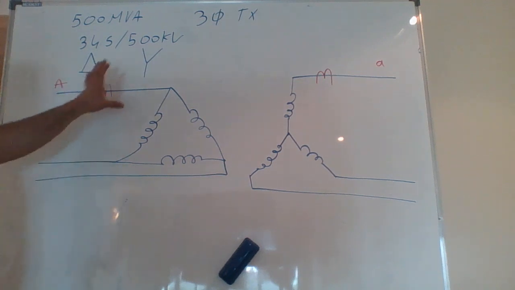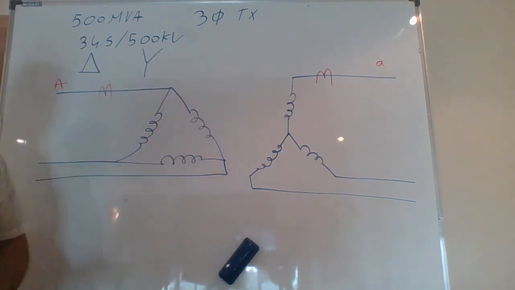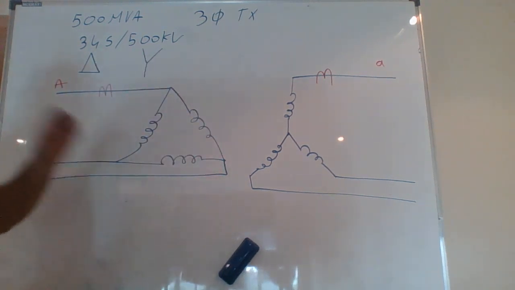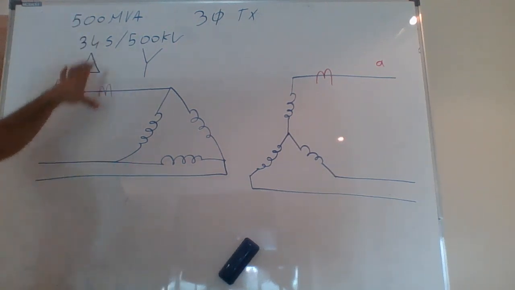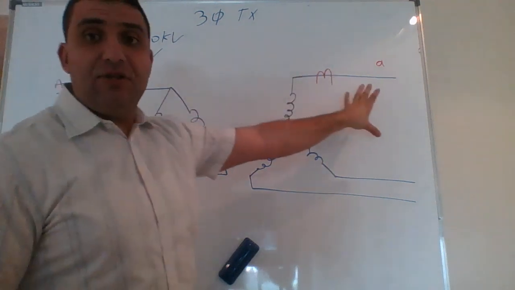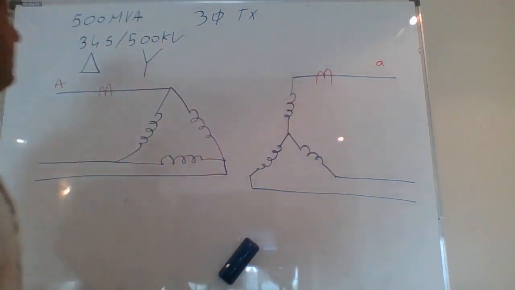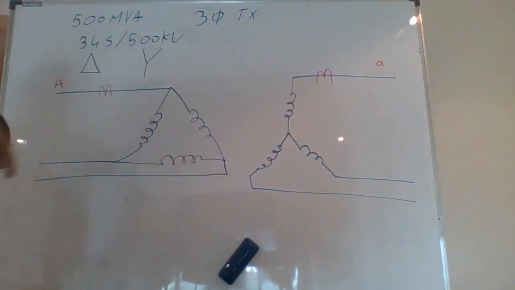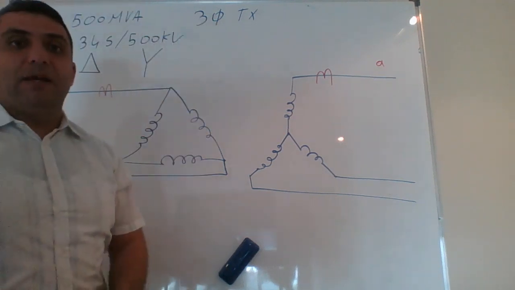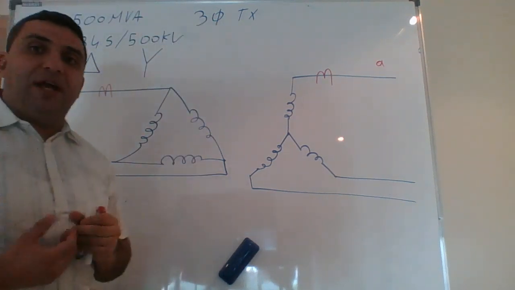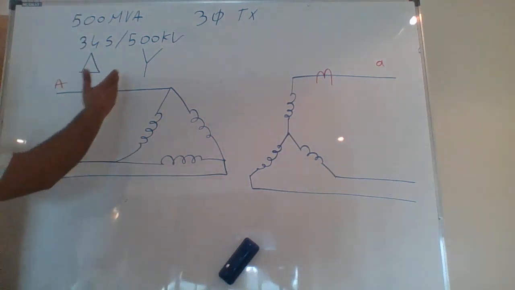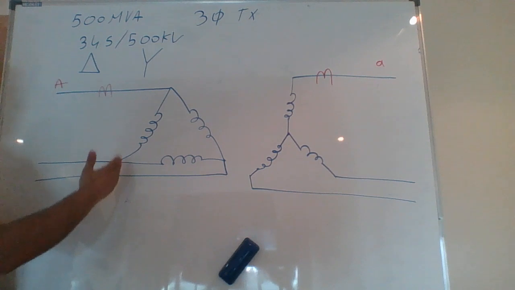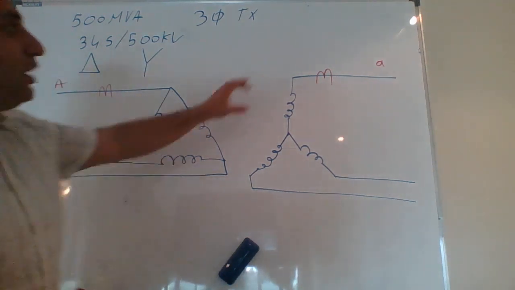I've already sketched this circuit on the board, and I have a three-phase transformer. I have 34.5 kilovolt on the primary and 500 kilovolt on the secondary, line-to-line voltages, and I have a 500 MVA three-phase transformer. I need to protect my transformer, so I need to put relays at the input. Where's my input of the transformer? This is my input of the transformer, this point, and this point. This is my output of the transformer.